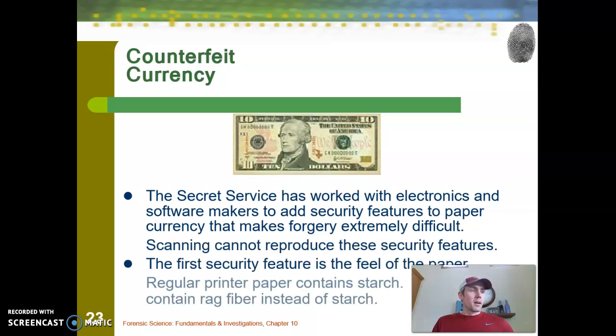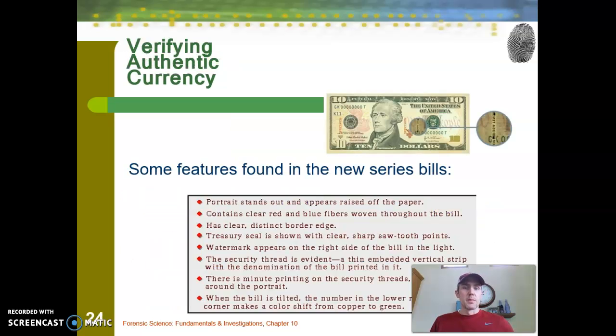If you have any money on you, you can take it out and look at it. You will see many features that make it hard to recreate or forge. Some examples: the portrait on each of the bills appears to come off of the paper. There might be fibers woven throughout the bill. They also have intricate details printed on there that are very difficult to recreate.